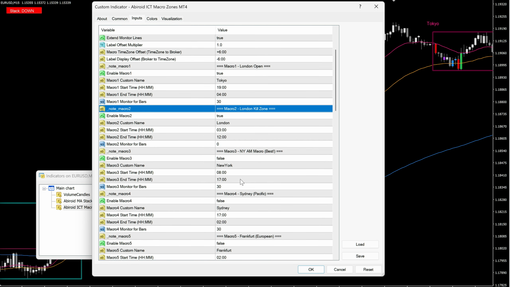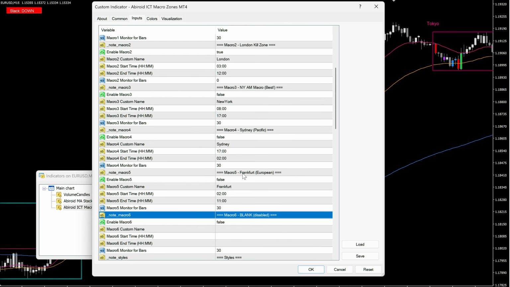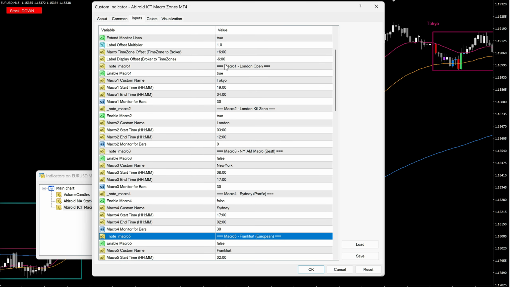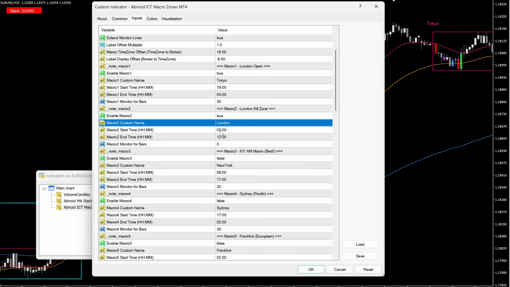You get these 6 macros and you can set it up to any of these zones, and these are just headings. They don't actually do anything. Like right here, I have the London session. So this heading doesn't actually matter. What matters is this will be the name which will be displayed on the chart here.